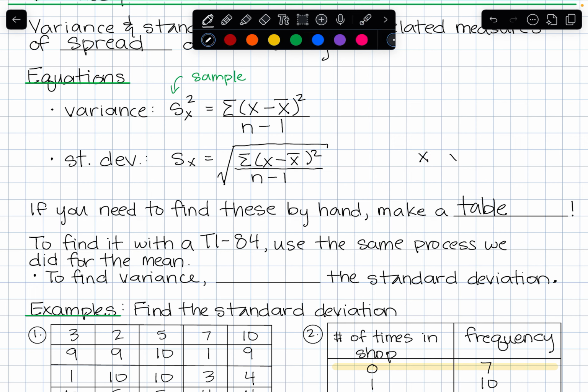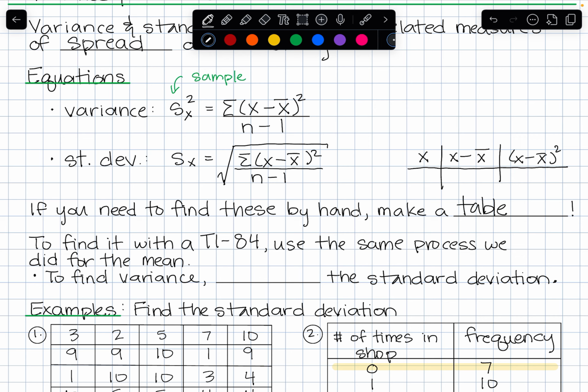So x minus the mean, x minus the mean squared. That would help you calculate. However, we are in 2025, so we don't need to do this by hand. You're going to find the standard deviation on your calculator with the exact same commands we used for mean and median: 1-Var Stats.